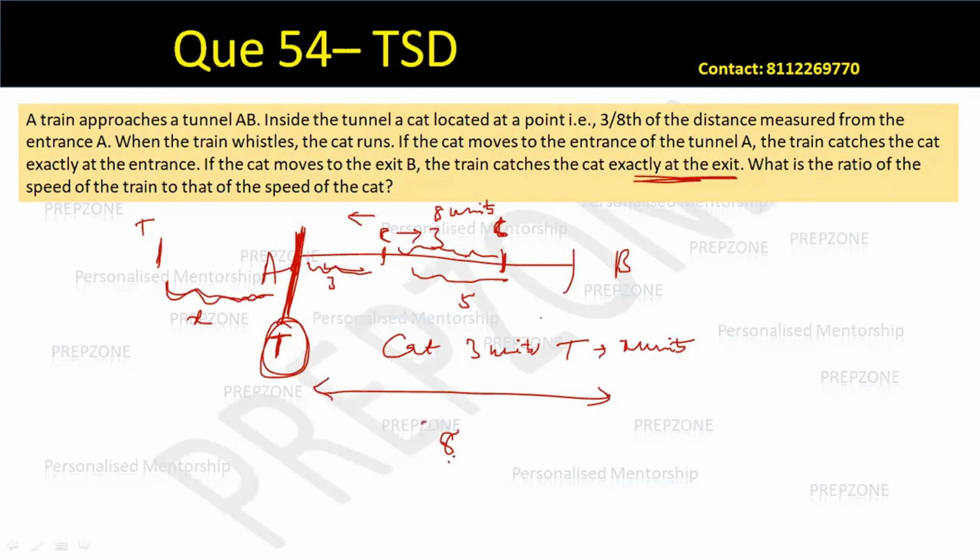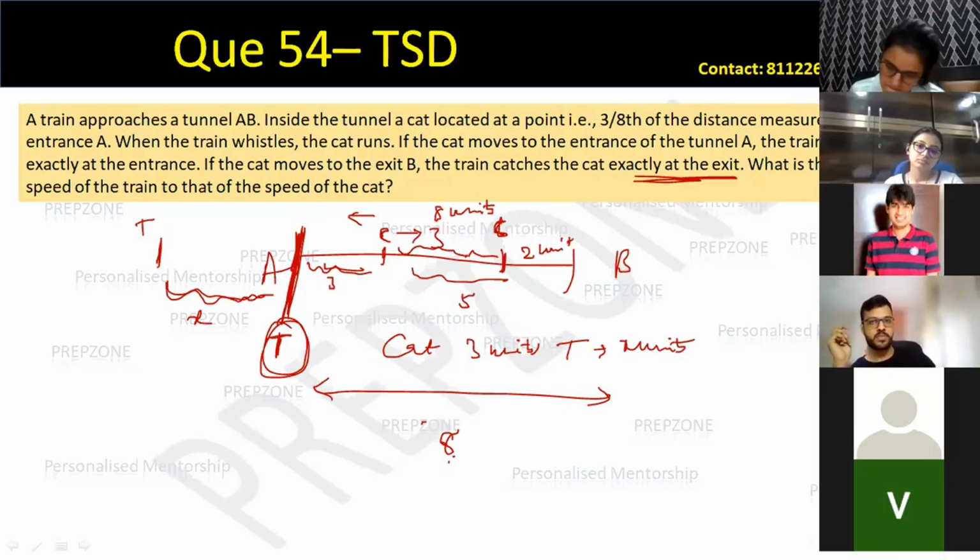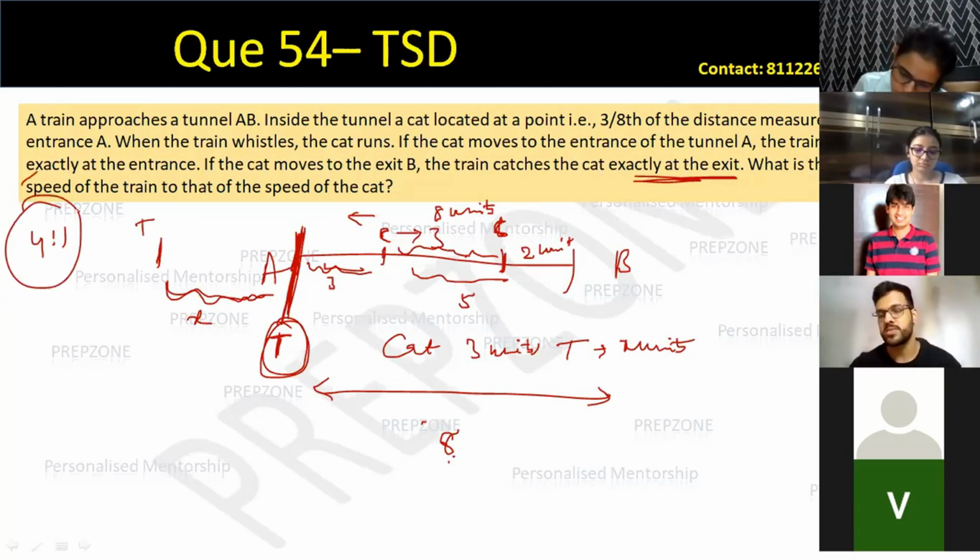ओके, और ट्रेन को टोटल ट्रैवल करना है 8 यूनिट्स एंड कैट को ट्रैवल करना है 5 - 3, 2 यूनिट्स. डन. कैट को 2 यूनिट ट्रैवल करना है और ट्रेन को 8 यूनिट्स ट्रैवल करना है, व्हिच मींस स्पीड का रेशियो कितना हो गया एंड टाइम सेम लग रहा है. सो डिस्टेंस हैज टू बी प्रोपोर्शनल टू स्पीड, व्हिच इज 4:1, बिकॉज 2 यूनिट में जितना कैट ट्रैवल कर रही है उतने में ट्रेन 8 यूनिट ट्रैवल कर रही है. सो 1 में 4 होगा एंड हेंस रेशियो ऑफ द डिस्टेंस इज 1:4. सो रेशियो ऑफ स्पीड विल बी 1:4, व्हिच इज कैट वर्सेस ट्रेन. आंसर इज 4:1. Yes, sir.